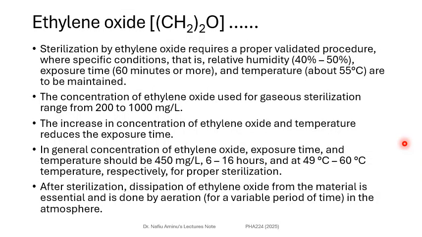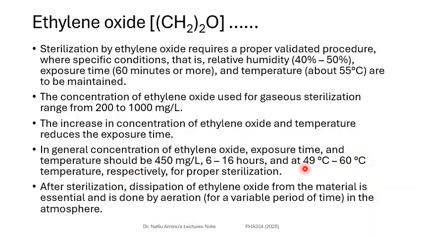In general, the concentration of ethylene oxide, exposure time, and temperature should be 450 milligram per liter, 6 to 16 hours, and 49 to 60 degrees Celsius respectively. Okay, I missed something here, because this 450 is referring to the concentration. I also missed time. Sorry, I have to edit this slide. So this value represents the concentration, this value represents the exposure time, and this value represents the temperature.